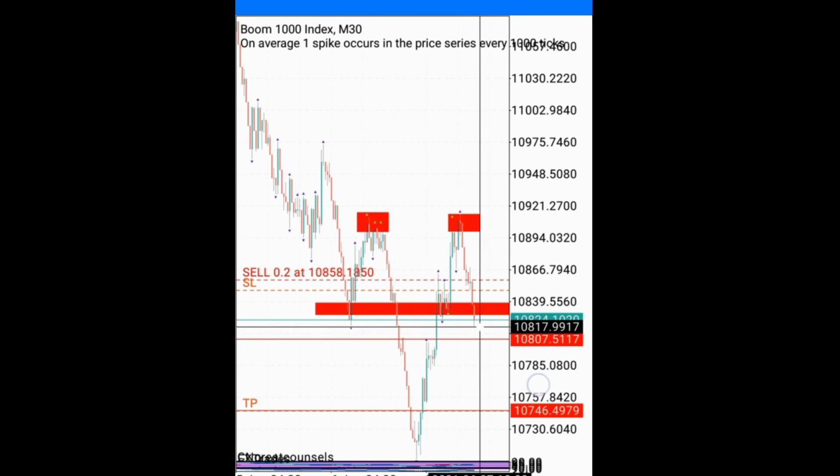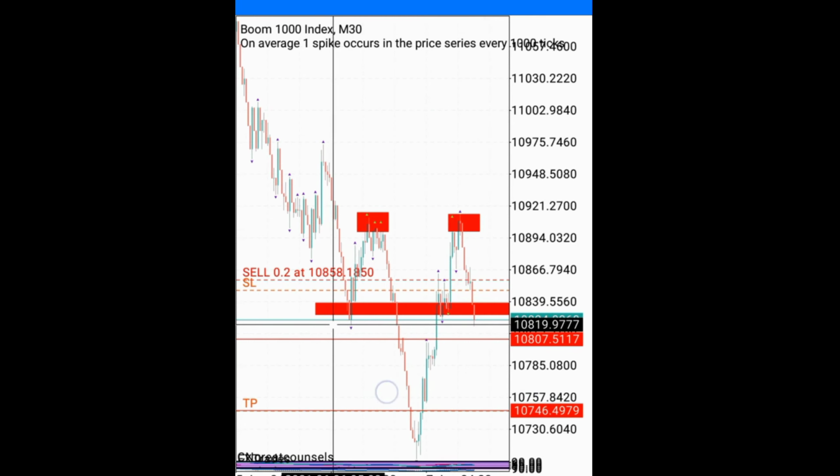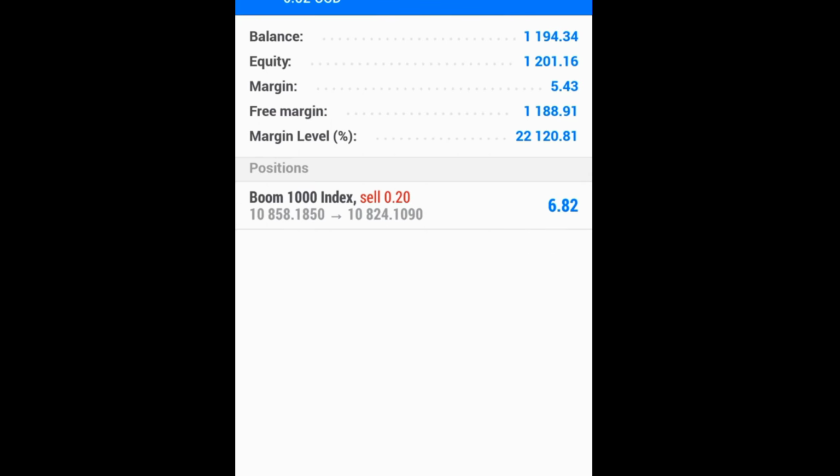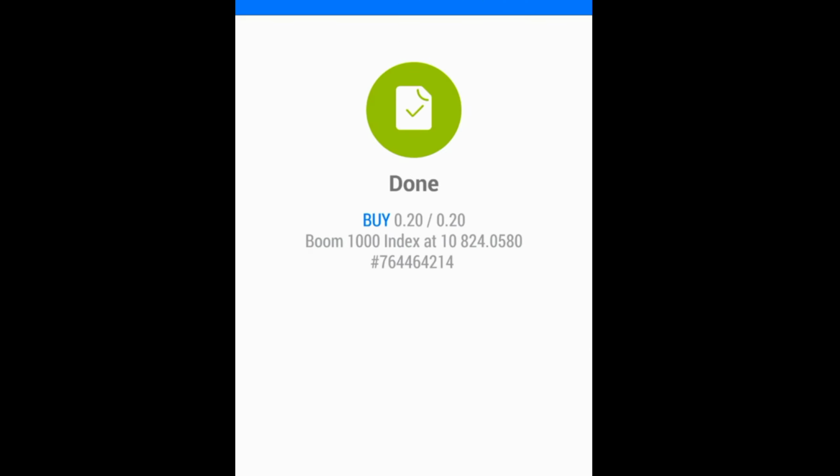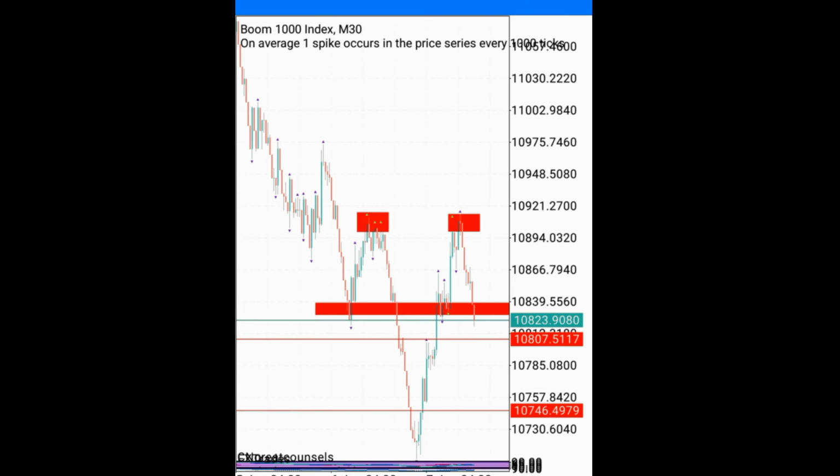Okay, so this is how we trade double top, and please feel free to contact me or to DM me for any question or guidelines on how to trade this. So let's just close this trade right away. Yes, okay, so that's pretty much how we trade the double top pattern profitably.